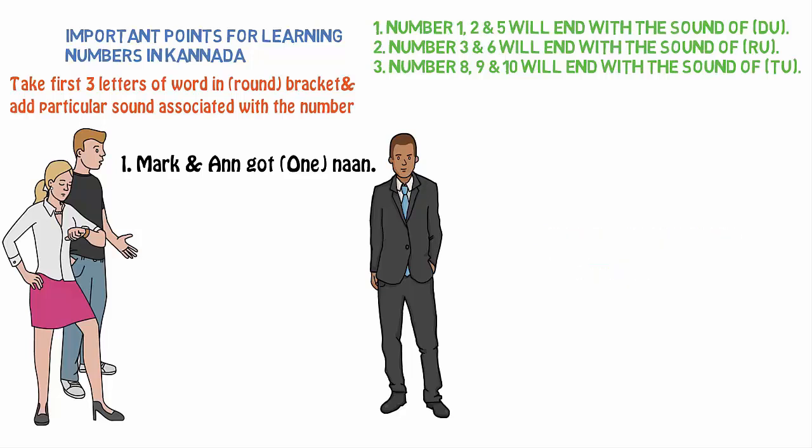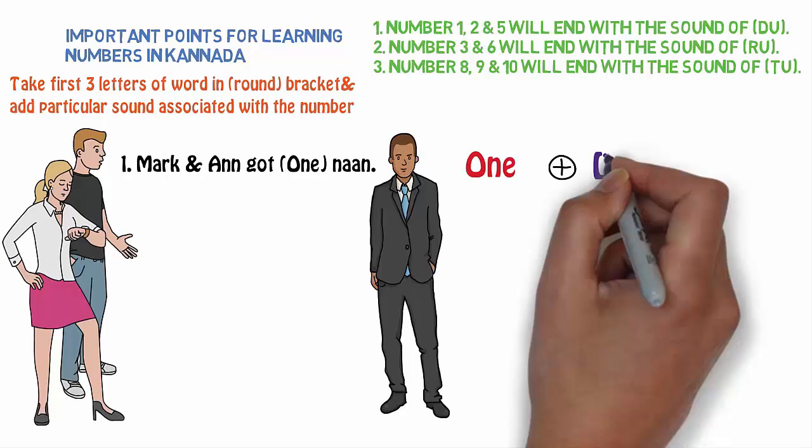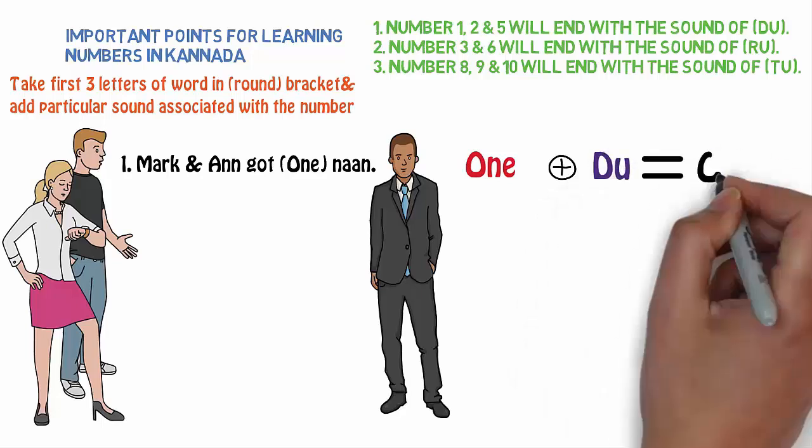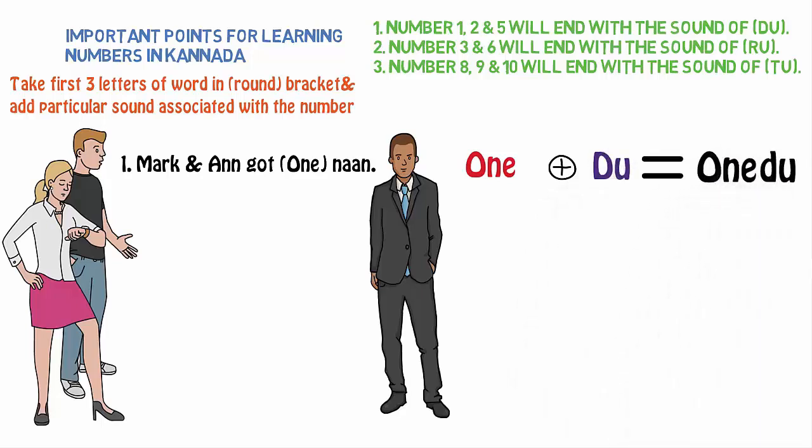So let's begin. The first line what we had over there was Mark and Anne got 1 naan. So our keyword over here is 1. So we'll take the first 3 letters of the keyword 1, O-N-E, and then add the kind of sound associated with number 1 which is D-U, do. So if we'll combine both it will be 1 do, which is number 1 in Kannada.